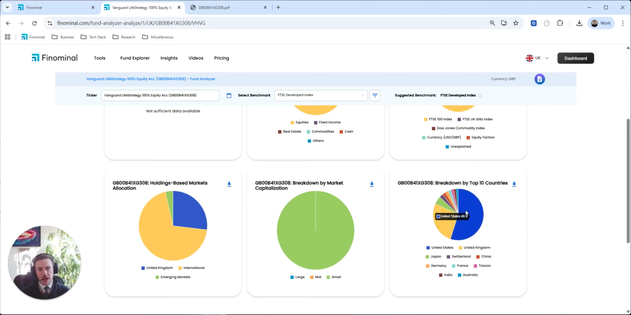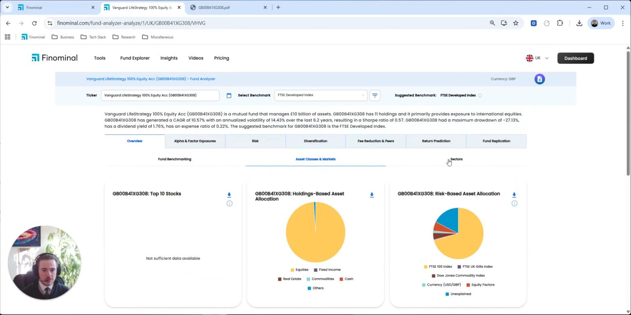Just a note, comparing against the FTSE Developed Index, it's around 68% exposure to the US, whereas we can see the Vanguard LifeStrategy fund is just under 50%. So against its benchmark, that's actually an underweight in US equity exposure and an overweight in UK equity exposure against the benchmark. And we'll see that portrayed more clearly as we dive deeper into the charts.